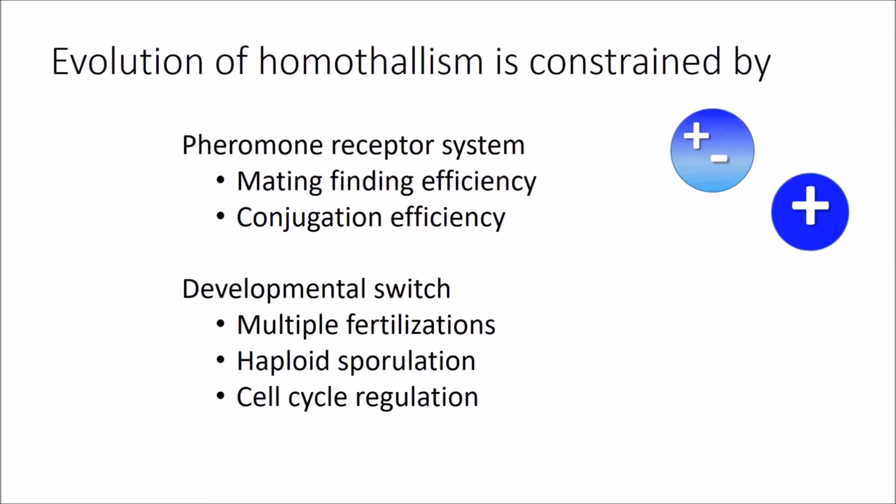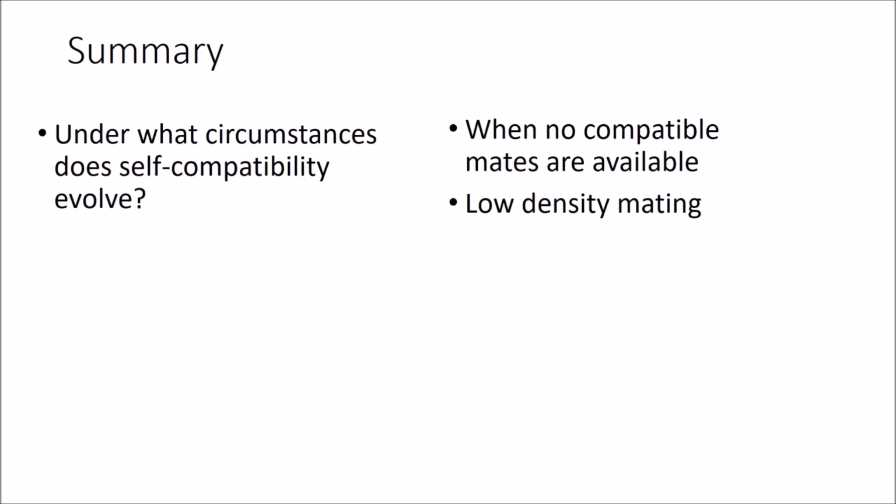So to summarize this part, the evolution of homothallism is constrained by the two main functions that the mating types are responsible for. First, the pheromone receptor system, which is in charge of mate finding and inducing conjugation between the two cells. And the two mating types are also involved in the developmental switch, so that the cells know that they should avoid multiple fertilizations, they should avoid haplosporulation, and they should be in the right cell cycle for either haploid or diploid phase. So that was the second part.